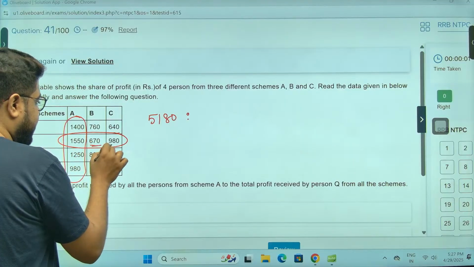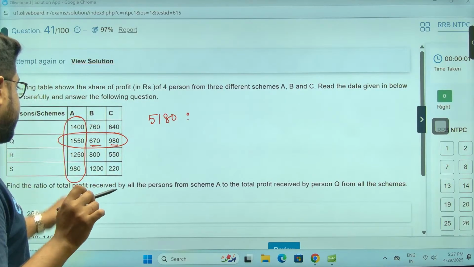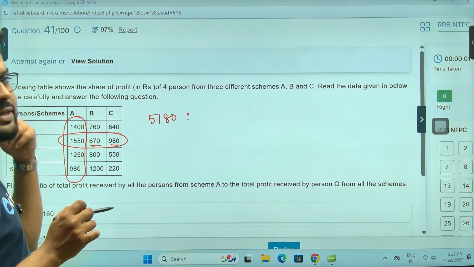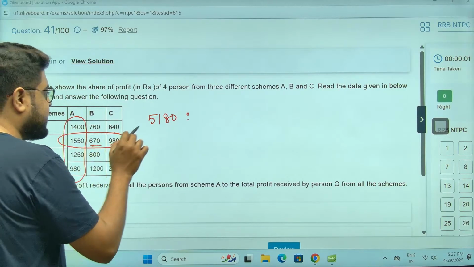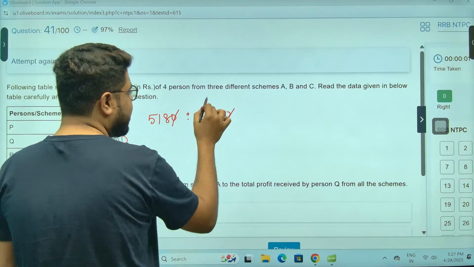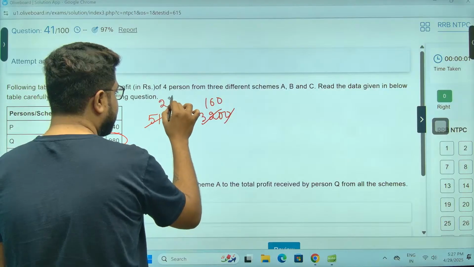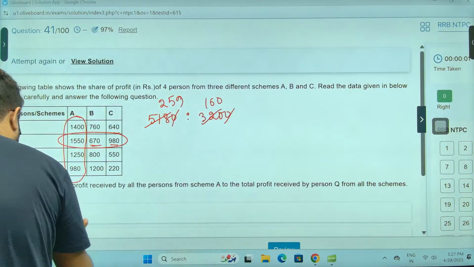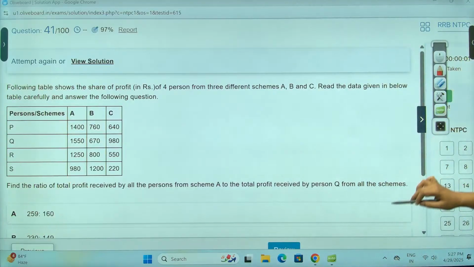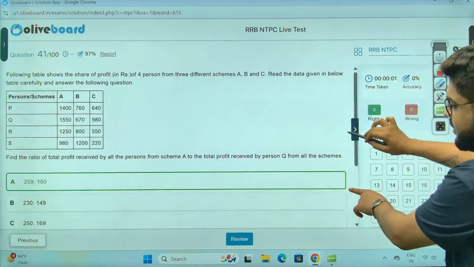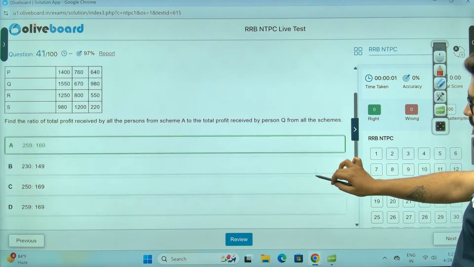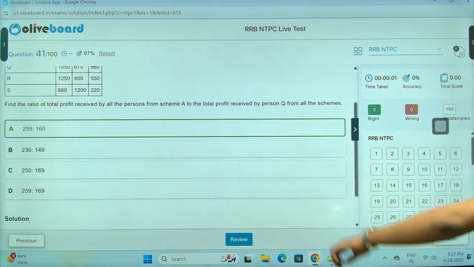1550, 670, 980. 70 and 80 means 150. So 900, 600 is 1500, and 150, so 1650. 1650 and this is 3200. Yes sir, option A is the answer. Option A is your perfect answer. Leap of faith, done. Look, 259 was in another answer too, but 160 was not matching.